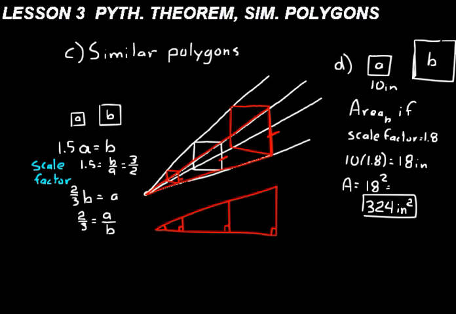Similar polygons are like similar triangles. Their sides are proportional to each other. As long as they have the same number of sides and same measure of angles, then their sides are proportional. It's the fundamental concept in making any kind of scale drawing, whether it's a map, a drawing of a house, whatever it is. That's the fundamental concept there. Okay, well that's all for lesson 3.